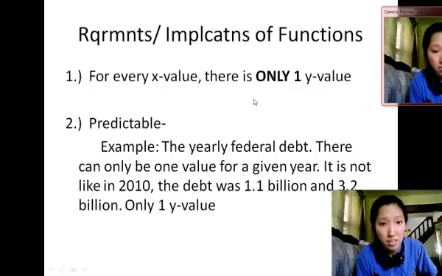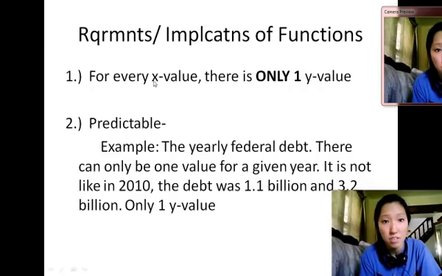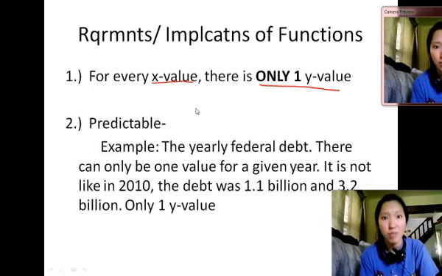So if you are in that family, what does that mean? If you are a function, what does that mean? And the biggest thing here, as you saw in the definition, is that for every x value, there is only one y value. Good, it's working again. So I'll get into that more, but that is the biggest thing.